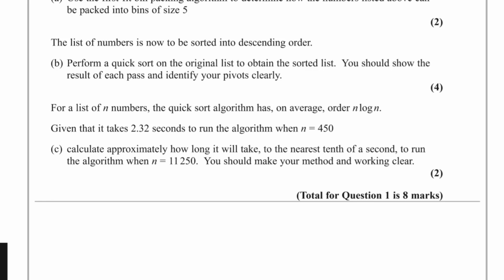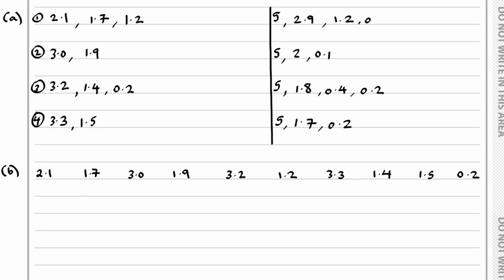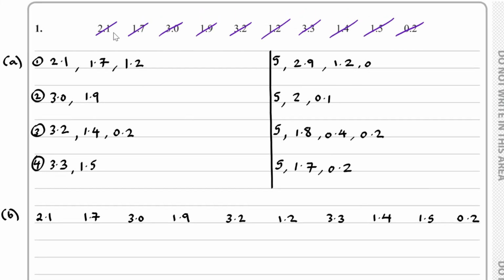For part B, the list of numbers is now to be sorted into descending order. We have to perform a quick sort on the original list. To obtain the sorted list, you should show the result of each pass and identify your pivots clearly. The key in this question, we have to sort the numbers in descending order. So what I've done so far, I've listed out the numbers exactly as they appear over here, and I think there's a spare set in the answer book.